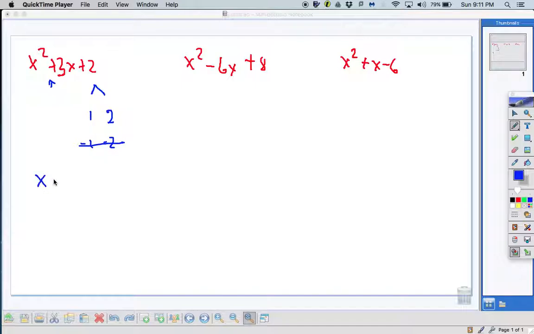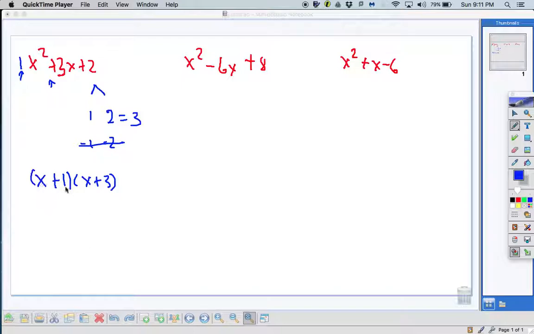So what we're going to do is pick 1 and 2 and make sure that it works out. And 1 plus 2 is indeed 3, so it works out. So then we can write it in our factored form, which is simply, and this only works, by the way, when this is a 1 right here. If it's not a 1, don't use this method.